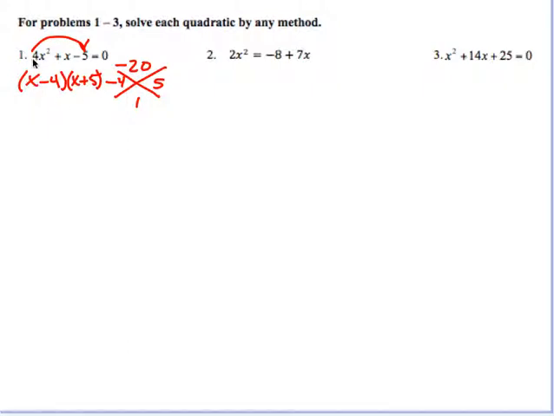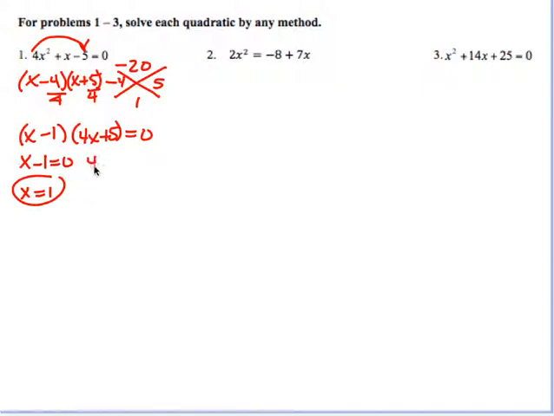But remember, once you slide, you have to go back and divide. And you divide by your leading coefficient. So that gives you x minus 1. And remember, you do bottoms up if it doesn't divide. And then that'll give you 4x plus 5. Then you set them both equal to 0, and that is how you got 1. And then over here, you're going to get a negative 5/4.